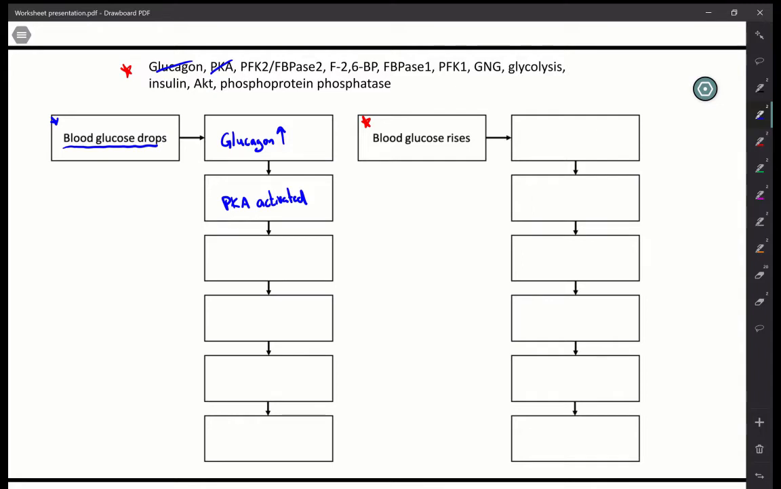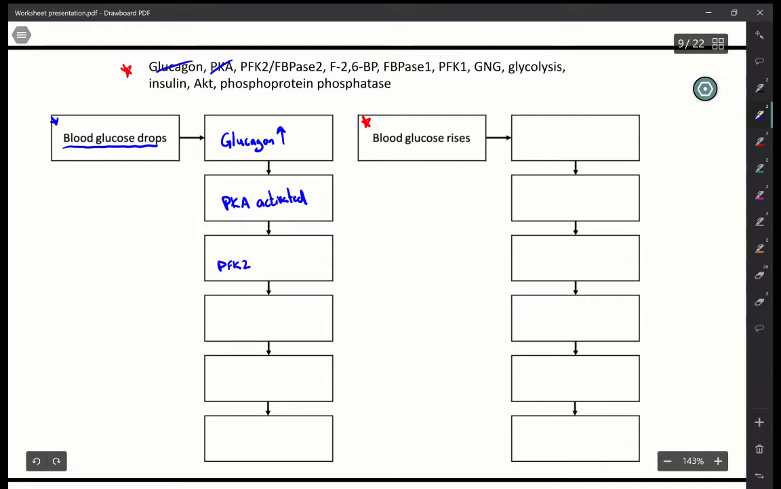Now, PKA stands for protein kinase A. It can also go by CAPK, cyclic AMP dependent protein kinase. And then you get this whole really weird sentence, PKA, aka CAPK. I like to have fun with those kinds of things. I know I'm a geek, but anyway, the PKA is activated. It is a kinase. It is going to phosphorylate things. And so what we're going to do here is say that PFK2 and FBPase2 are going to be phosphorylated.